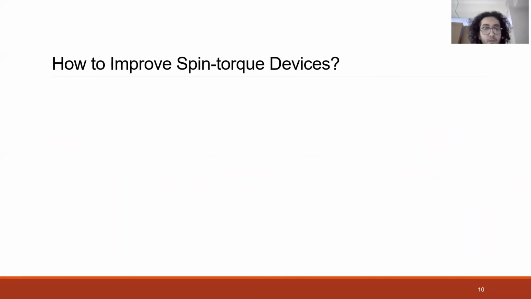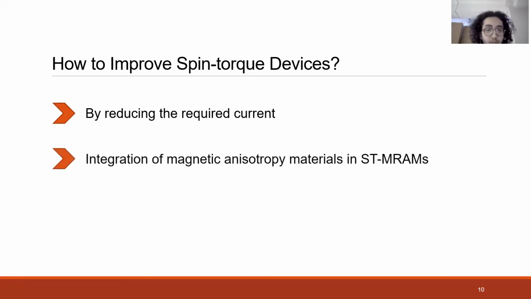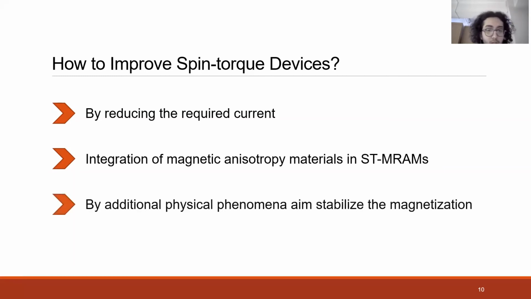How can we improve spin torque devices? As I mentioned in the previous slides, if we have thinner layers, we can obtain the same torque even while decreasing the current. This is also going to reduce the power consumption. Integration of magnetic anisotropy materials in spin torque MRAMs is another solution. Other than material-based solutions, we can assist spin torque with additional physical phenomena, which are electric field effects on magnetization and the spin orbit torque.